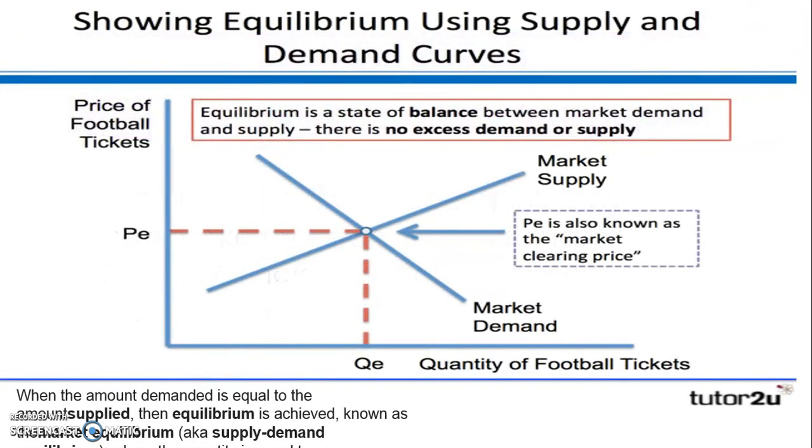Now, this diagram shows the equilibrium using the supply and demand curve. So when the amount demanded is equal to the amount supplied, this point here, then equilibrium is achieved, known as the market equilibrium. Right? So this is also where quantity is equal to the price.